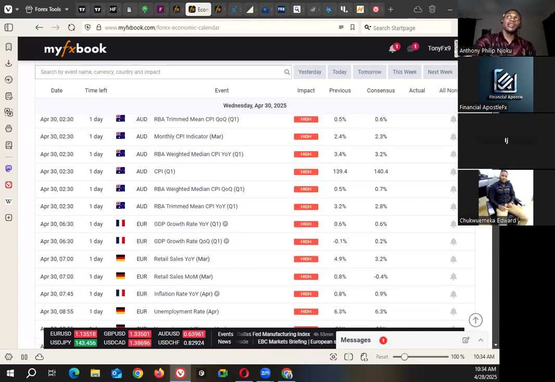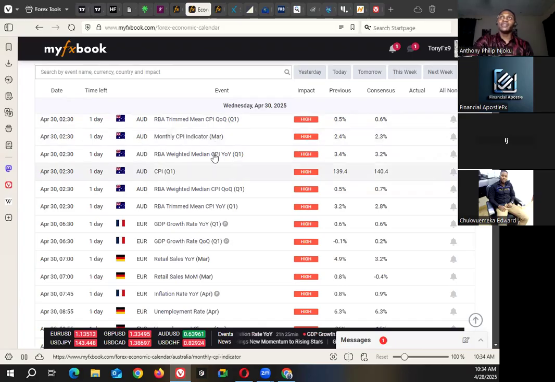Then we have Wednesday, April 30th. And on that day, it's the last day of the month. We have CPI for AUD early in the morning by 2:30 a.m. Okay. A higher figure than 0.6 is good for AUD. A lower figure is bad. Monthly indicator as well. It's the same thing for the CPI.